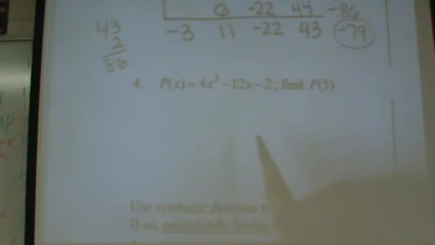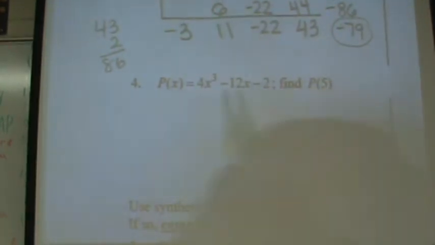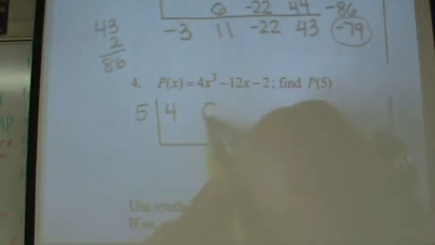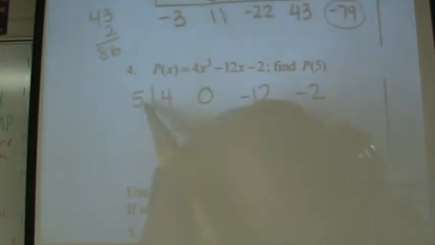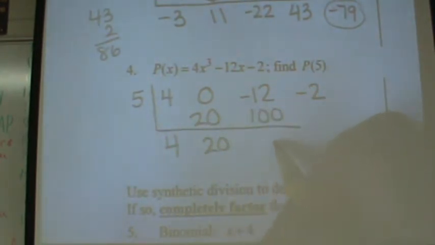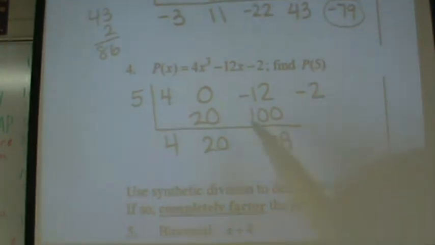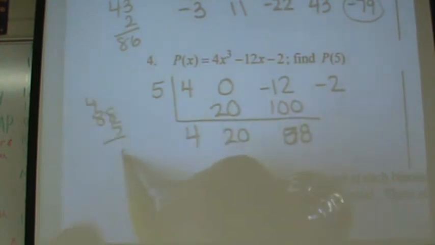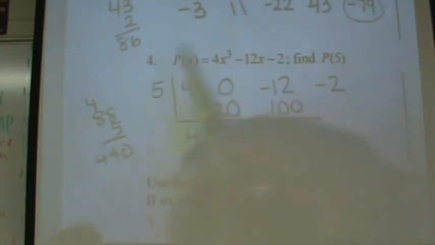Number 4, you're going to plug a 5 in and do synthetic division. 5, you get 4, then there's no x squared, negative 12, negative 2. Bring down the 4. 5 times 4 is 20, add. You get 5 times 20 is 100, add, you get 88, and multiply 88 times 5, you get 440.